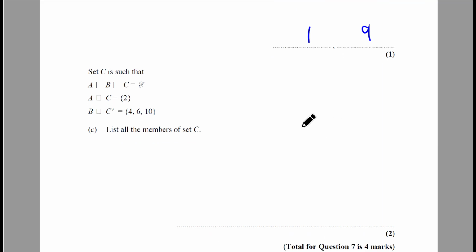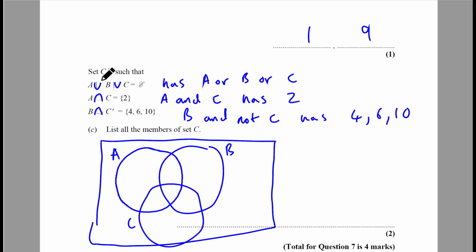Let's look at this question. Because I've formatted this to a PDF, this has not come out, so I've just corrected what should be here. This means A or B or C equals this element E, which was the numbers 1 to 10 from above. Now this says A and C has 2, and B and not C has 4, 6 and 10.